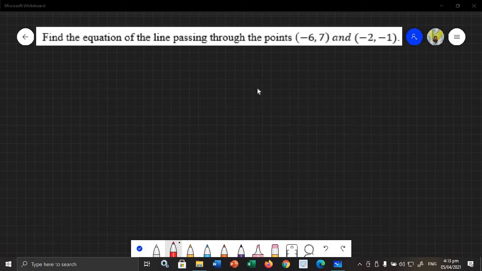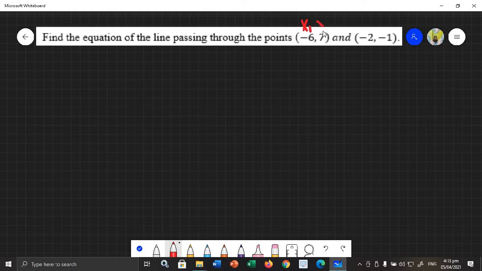So i-assign natin kung sino si x sub 1, si y sub 1, si x sub 2, and y sub 2. So in this case, yung naunang ordered pair natin, i-assign natin siya as x sub 1 mo and y sub 1 mo. Kasi sila yung naunang ordered pair. That's why we assign them as x sub 1 and y sub 1. Okay? And then yung second na ordered pair, we can assign them as our x sub 2 and y sub 2 because they are the second ordered pair. Okay? So, in short, sinunod lang natin sa subscript.